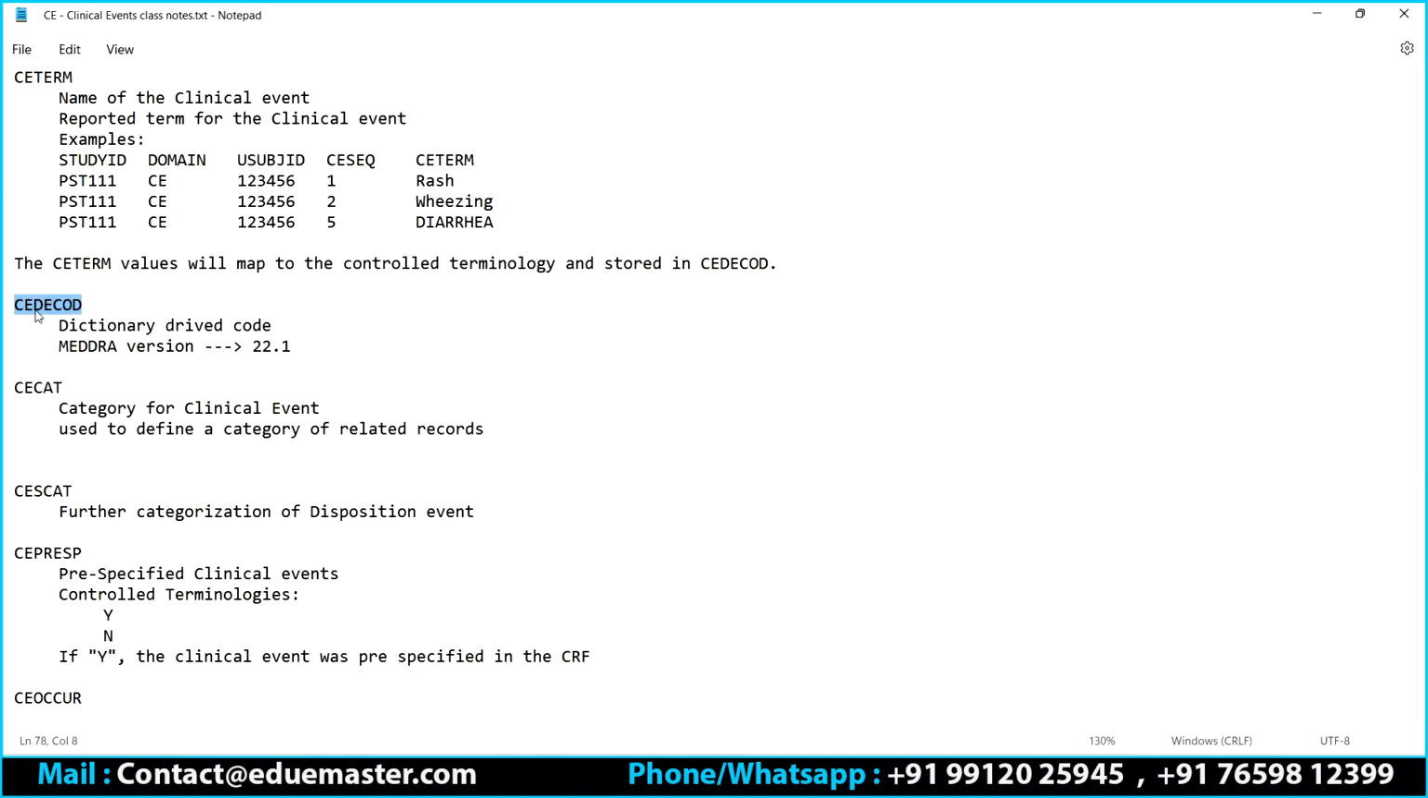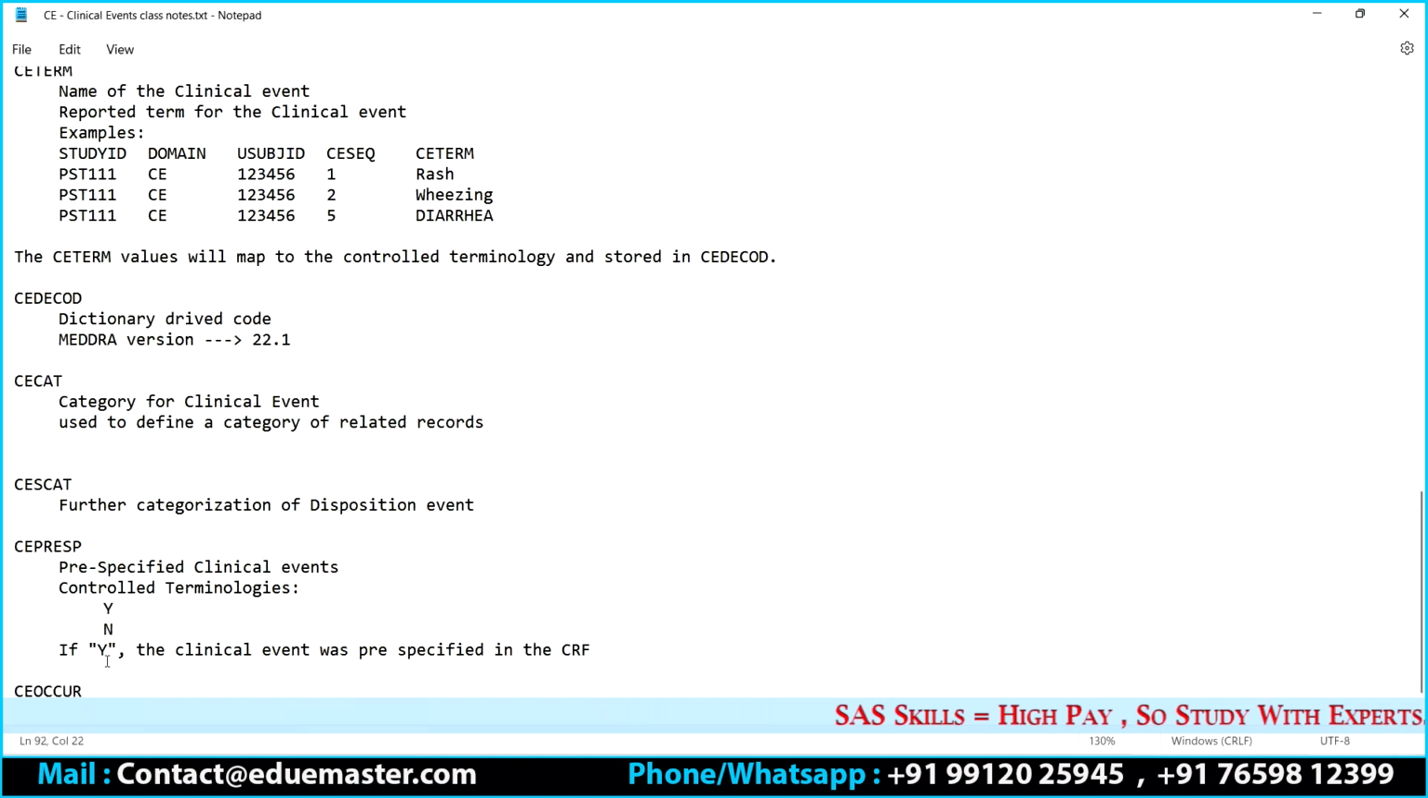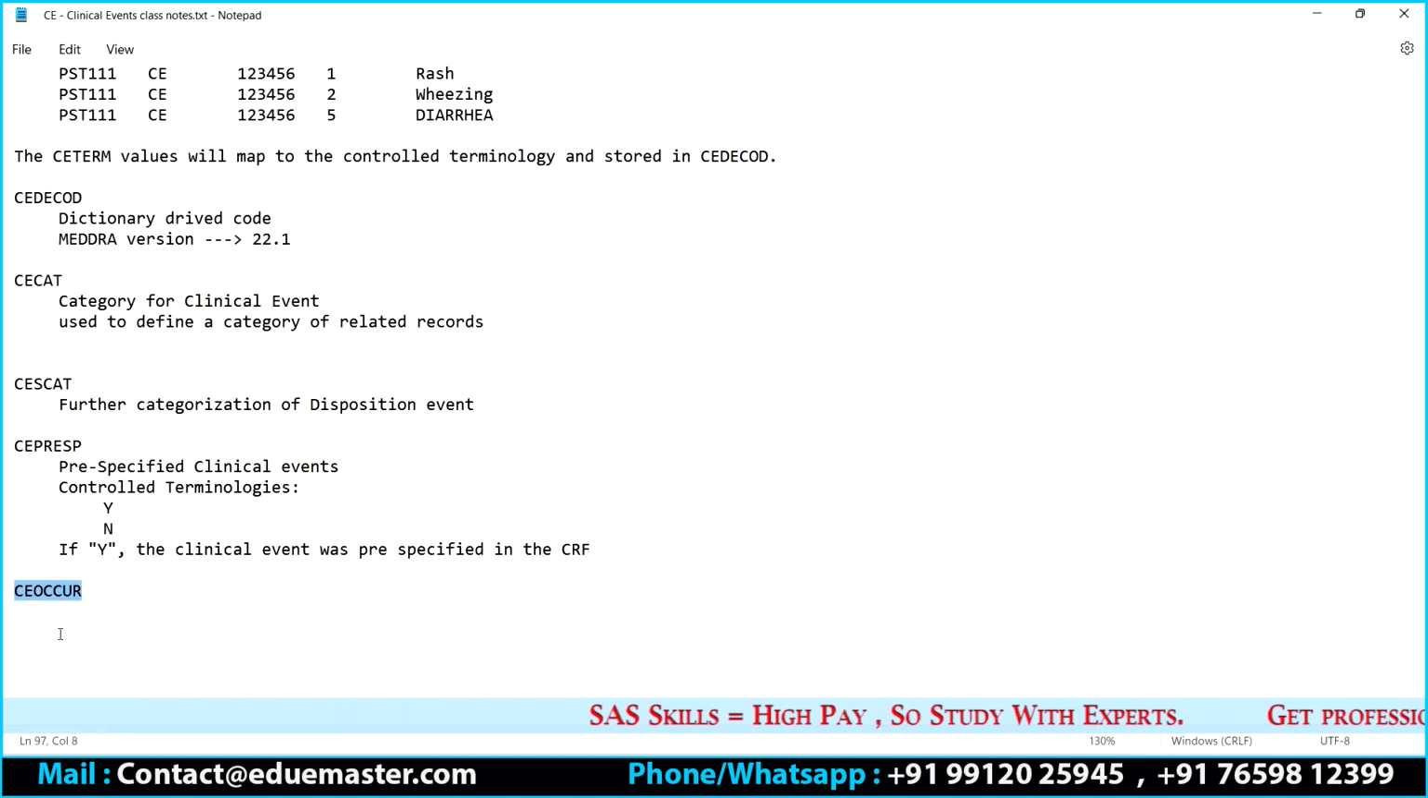CE code is nothing but the dictionary derived code for your CE term. CE category is nothing but the category of your clinical event, what kind of category it is. Even if you go with further categorization, that is going to be a subcategory. Pre-specified is nothing but whether this particular one is pre-specified in your CRF or not, right? So yesterday we talked about CE occurrence, there we stopped.